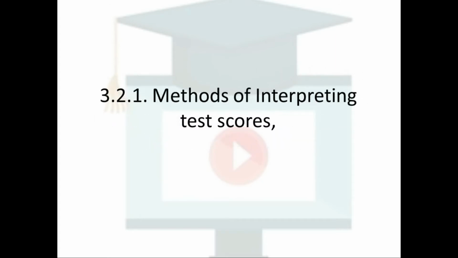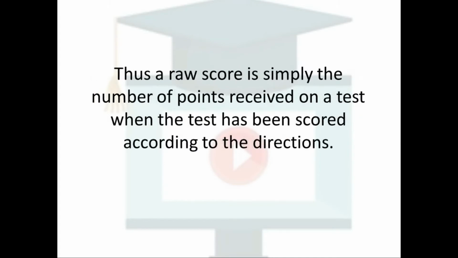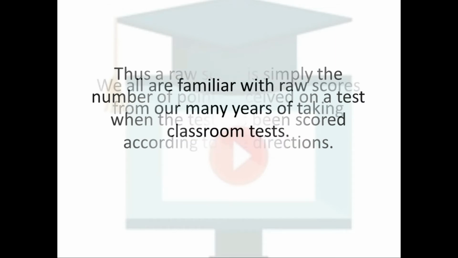3.2.1 Methods of interpreting test scores. If a student responds correctly to 65 items on an objective test in which each correct item counts 1 point, the raw score will be 65. This raw score is simply the number of points received on a test when the test has been scored according to the directions.